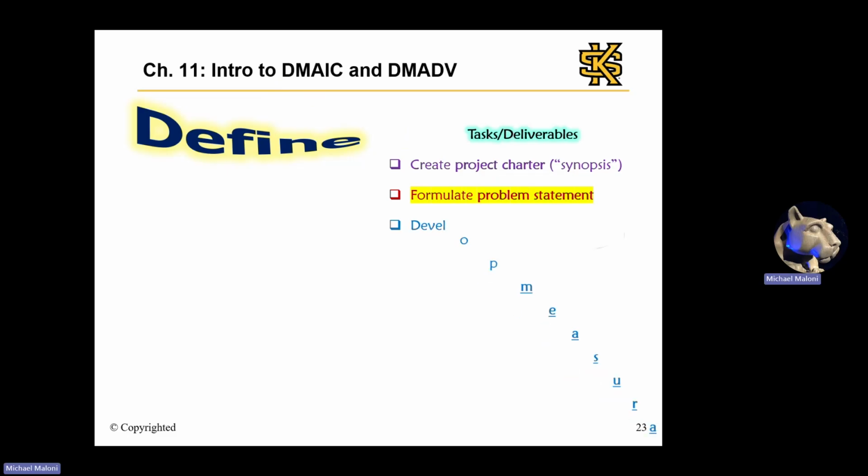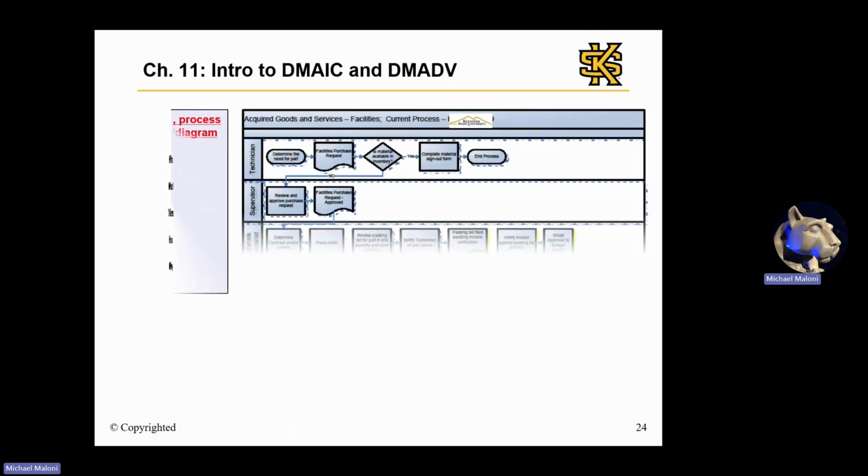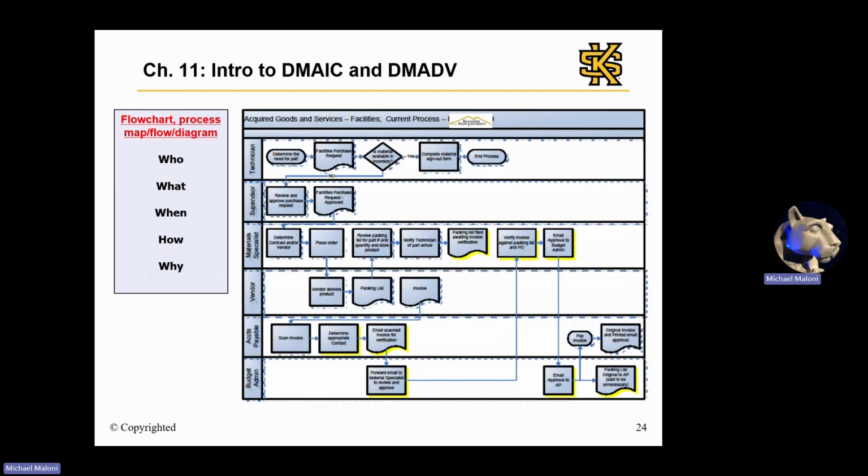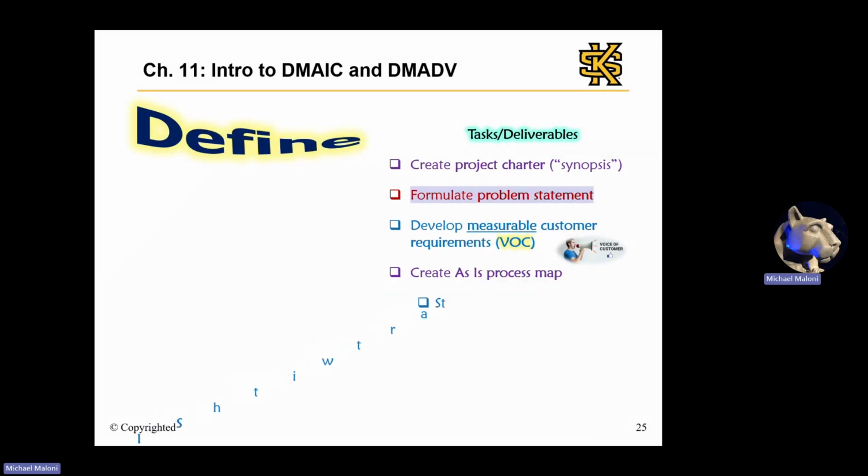And then we'll develop measurable customer requirements. Every Six Sigma project relies on a thorough understanding of the voice of the customer, the VOC. And we'll create an as-is process map, meaning how does the process function now? And it may be helpful to start with a SIPOC diagram, supplier, input, process, output, customer. And we already discussed that in another chapter as well. And then we'll also identify internal and external stakeholders. That is, who will influence the success of the project.